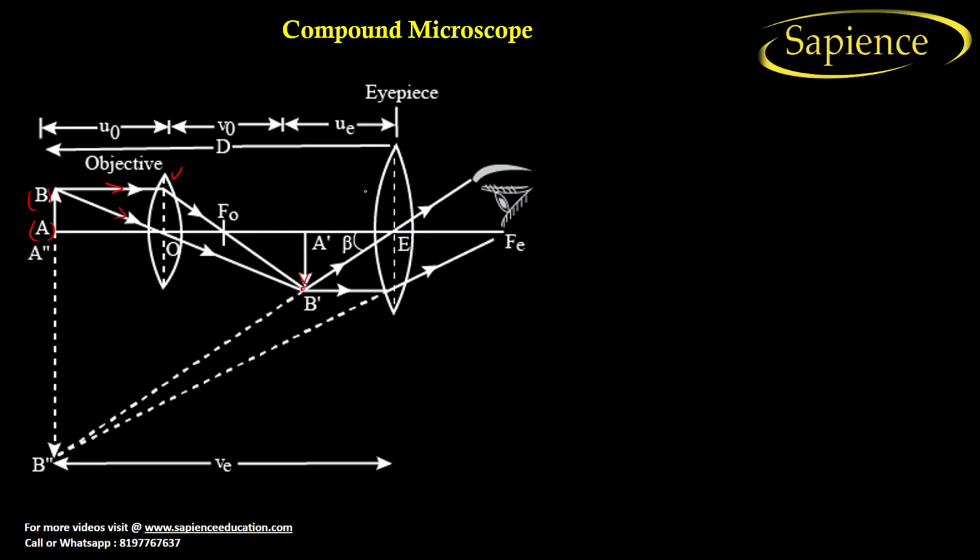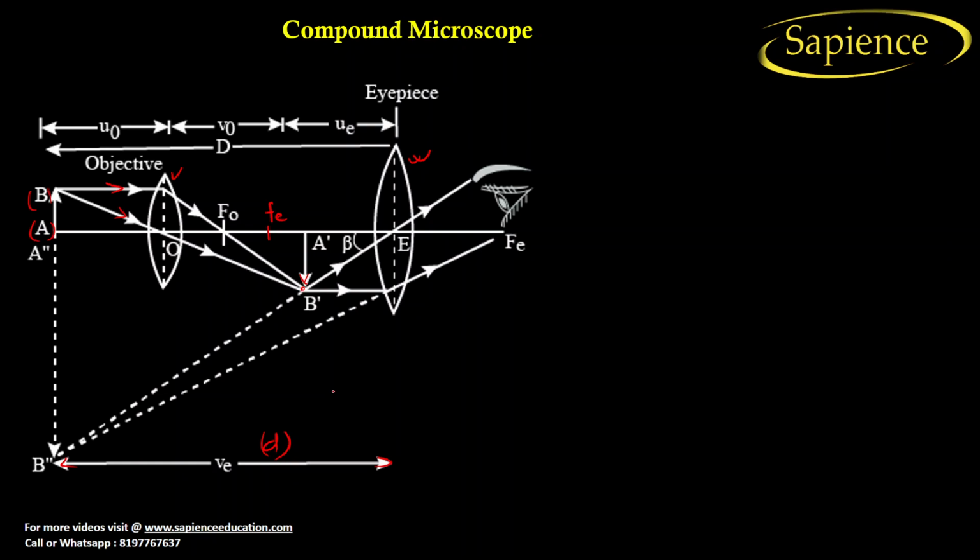Now we will place an eyepiece lens in such a way that the image from the objective should be placed within the focal length Fe, the focal length of the eyepiece. So I hope you have understood. And at the last step, we want a clear-cut image. That is, the final image should be formed at D, the least distance of distinct vision. So in this way we can understand.